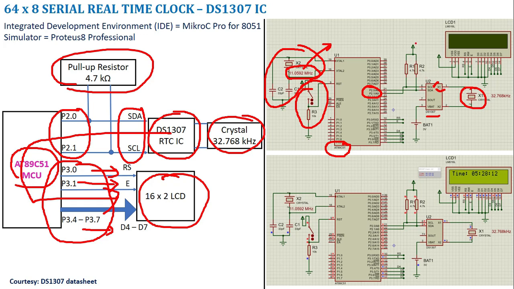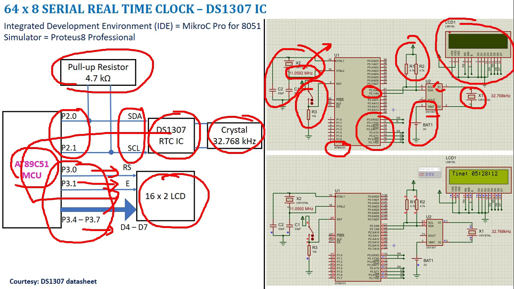Then these lines are connected with a pull-up resistor so that by default these lines will be at logic high. Then we also connect a 3 volt battery here, so that even if the power supply goes off for the microcontroller, this IC will keep on working. And port 3 we are going to use for connecting to your LCD.